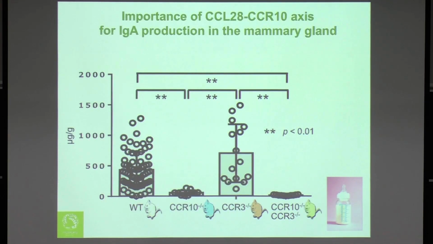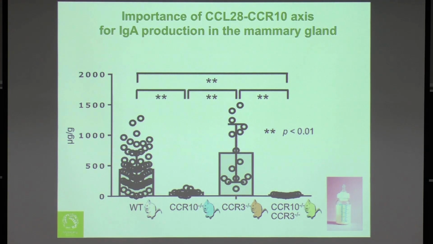So we took advantage of knockout mouse models. In this case, we used wild-type mice, CCR10 knockout mice, CCR3 knockout mice, or double knockout mice, which lack both genes. And then we collected milk in order to evaluate how much milk IgA is produced.